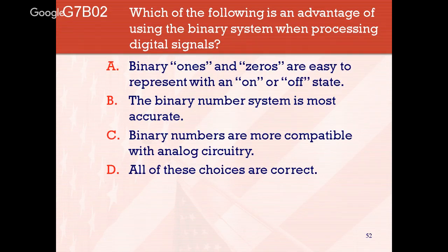Which of the following is an advantage of using the binary system when processing digital signals? Okay, remember what we talked about, binary. Binary means two different states. So when you're thinking about binary, the two states that you have available are either on or off, or ones and zeros. A is your correct answer for this.